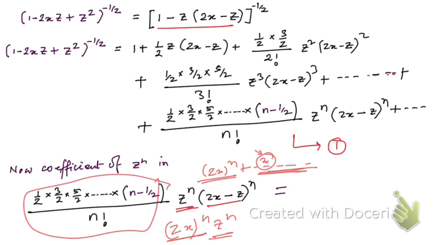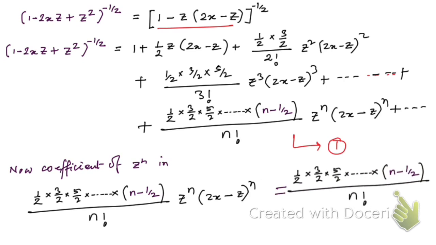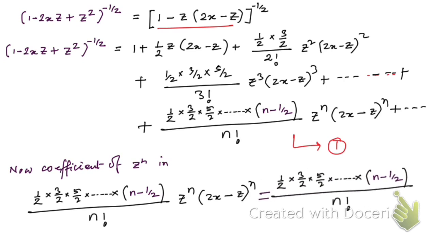Hope you have understood this. So the coefficient of the term containing z to the power n will be of this form, right? We get this numerical part here, and along with this we have (2x) to the power n, right? Twice x whole to the power n. Just give me a second.